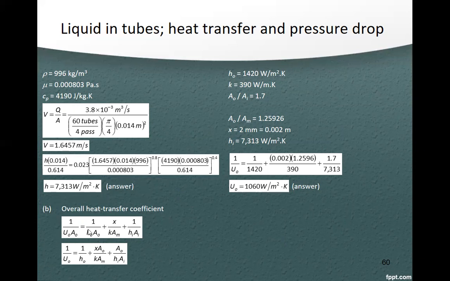Letter B, overall heat transfer coefficient. 1 over U sub o A sub o is equal to 1 over h sub o A sub o plus x over k A sub m plus 1 over h sub i A sub i. In terms of 1 over U sub o, 1 over U sub o is equal to 1 over h sub o plus x times A sub o over k A sub m plus A sub o over h sub i A sub i. So h sub o is equal to 1420 watts per meter squared Kelvin. k is equal to 390 watts per meter Kelvin. A sub o over A sub i is 1.7. So A sub o over A sub m is equal to 1.25926.